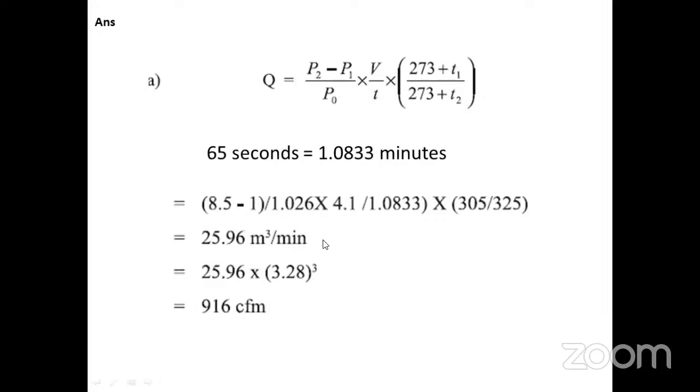We get, sir, that meter cube and feet cube is nearly 35 times. 35 feet cube is equivalent to 1 meter cube, because 3.28 into 3.28 into 3.28. 3.28 cube will become nearly 35.